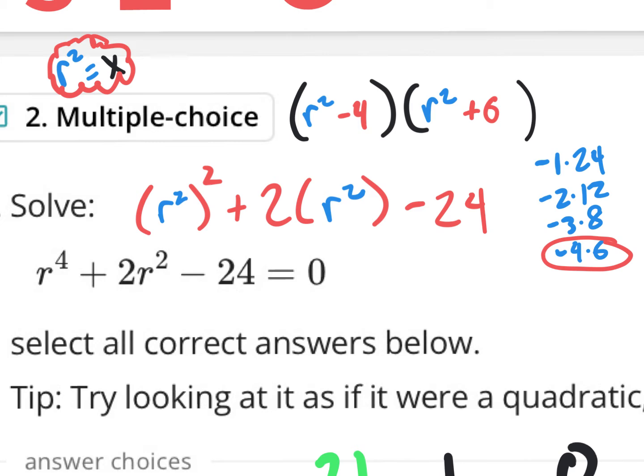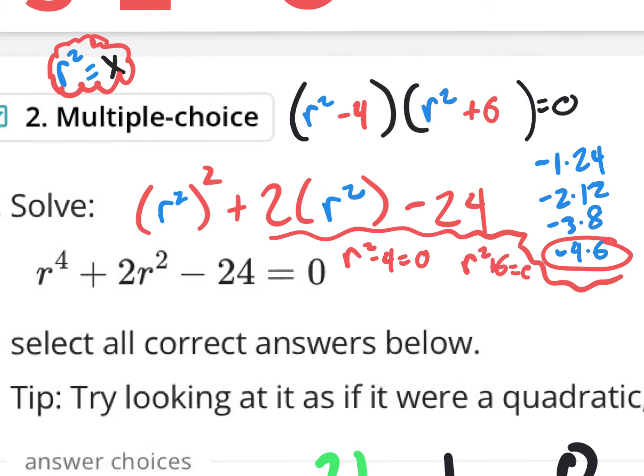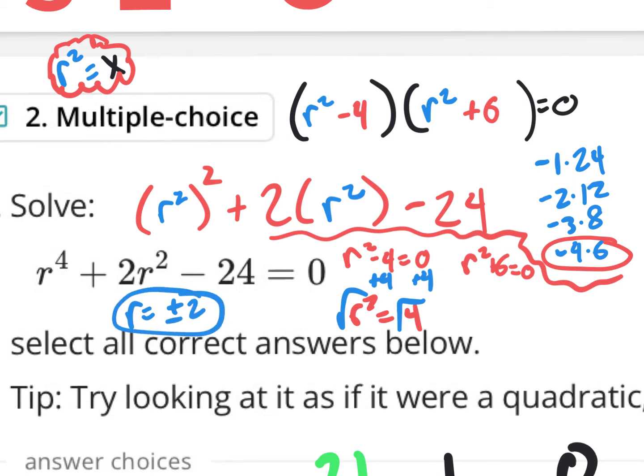All right, so we have factored it, and it was an equation set equal to 0, so we would still have to set it equal to 0, and we'd have to split them and solve using the zero product property. So splitting them, r squared minus 4, I'm just going to write it down here. r squared minus 4 equals 0, and r squared plus 6 equals 0. So for the minus 4, I would add 4, and you will have r squared equals 4, and then you would square root, and you would get the answer that we saw on the graph, r equals plus or minus 2. Okay, those were the x-intercepts that we saw.